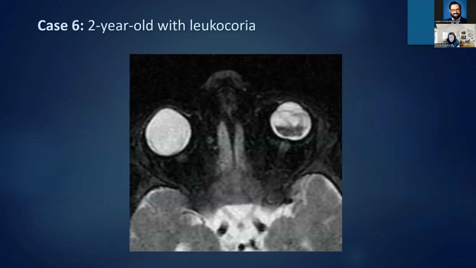And this is the last case that I have here, the 6-year-old with leukocoria. So not 6-year-old, 2 years old with leukocoria. When you look at these images, I give you only single images on the T2 that you can see the small left globe with some layering hemorrhage, and maybe some retinal detachment.